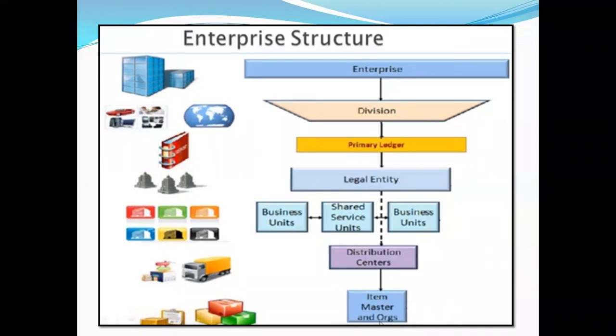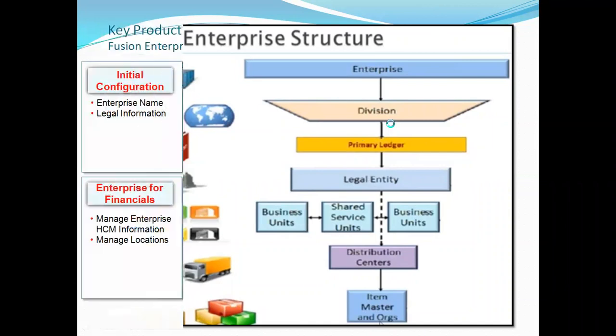Division is nothing but line of business, what kind of line of business you are doing. Primary ledger, you are already aware of. Legal entity is where the company is registered; wherever the company is registered, that many legal entities you need to operate. Here we call it a business unit; in Oracle E-Business R12 terminology, we call it an operating unit. Then distribution centers, which are inventory organizations and sub-inventory organizations. Don't worry as of now, we will discuss this in detail in our day-to-day sessions.